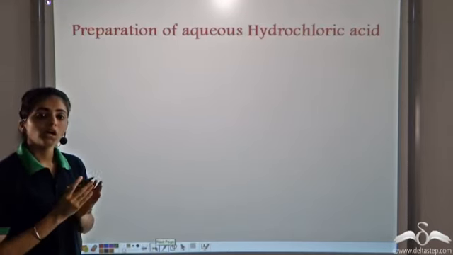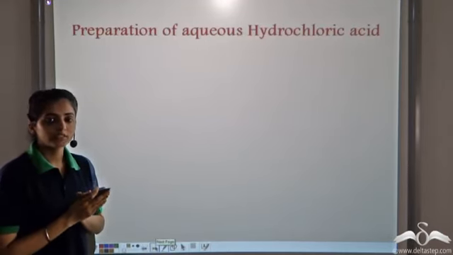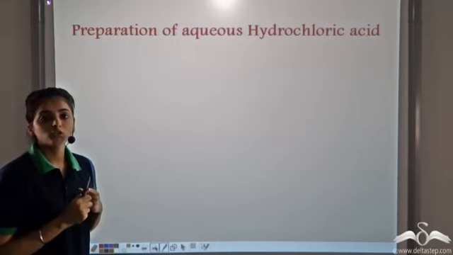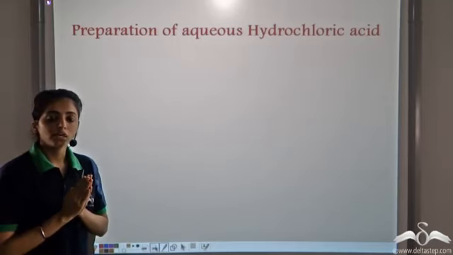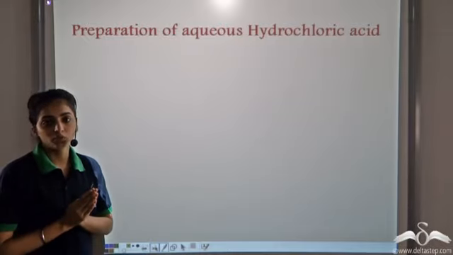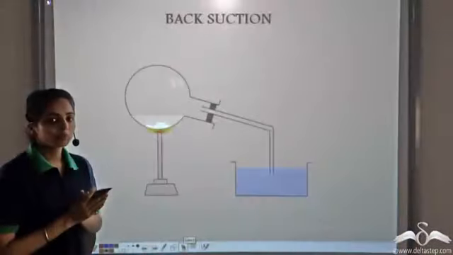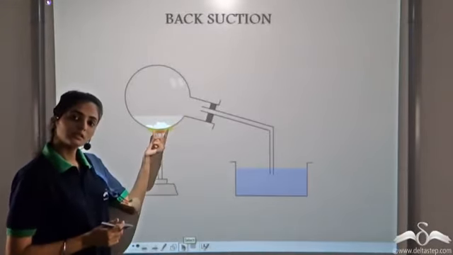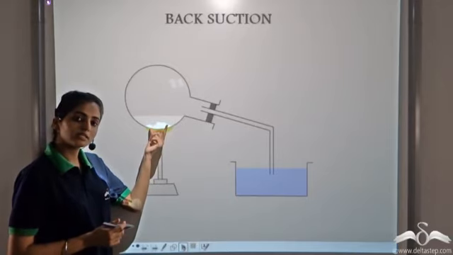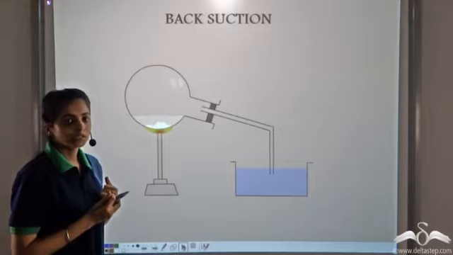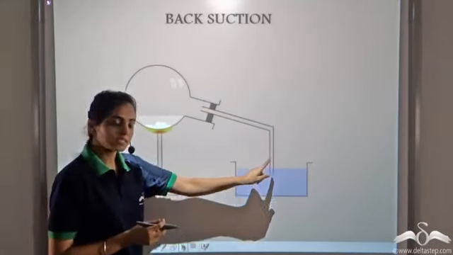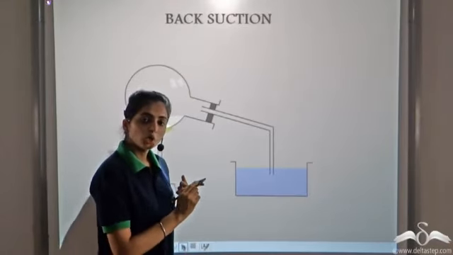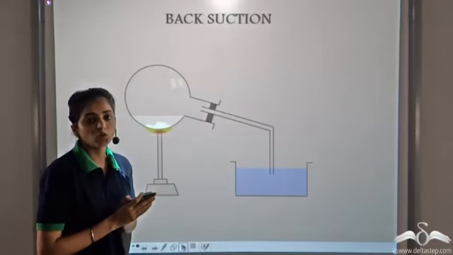Now we have to prepare aqueous hydrochloric acid. That is, we have to change the gaseous hydrogen chloride gas into aqueous hydrochloric acid. Hydrogen chloride gas is highly soluble in water. So we have to prepare the aqueous solution of hydrogen chloride. So if we take this setup, this contains sodium chloride and sulfuric acid. It prepares HCl gas. Now, if this tube passes the HCl gas into water to prepare hydrochloric acid in the liquid form, what happens is that HCl is highly soluble in water.